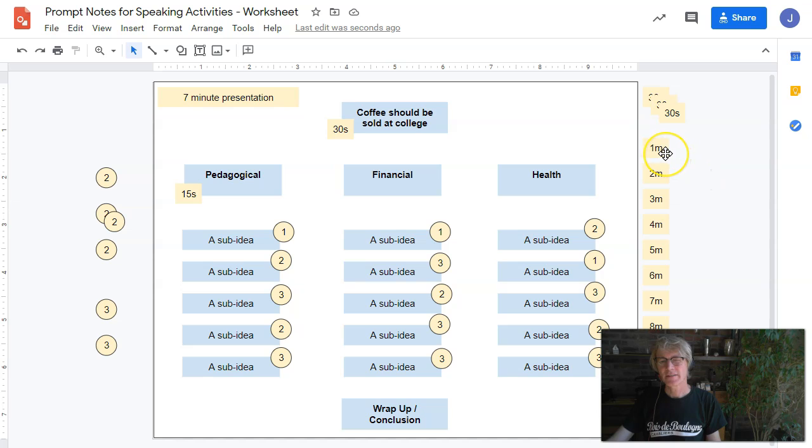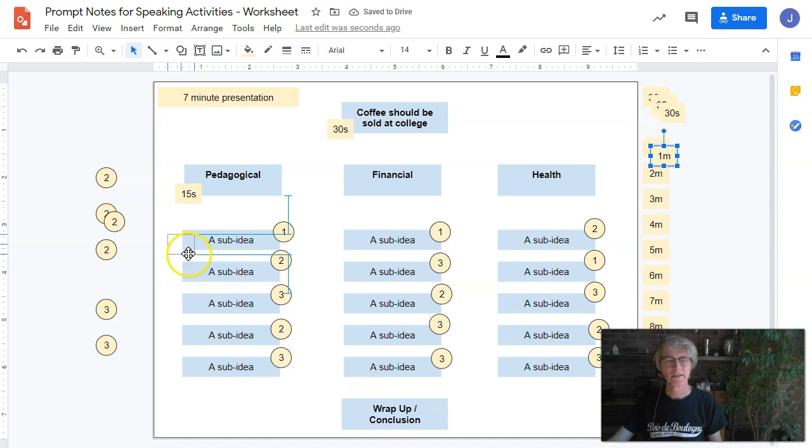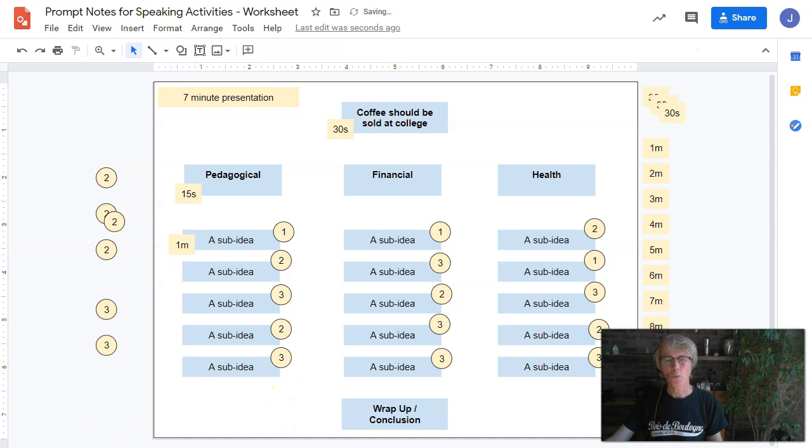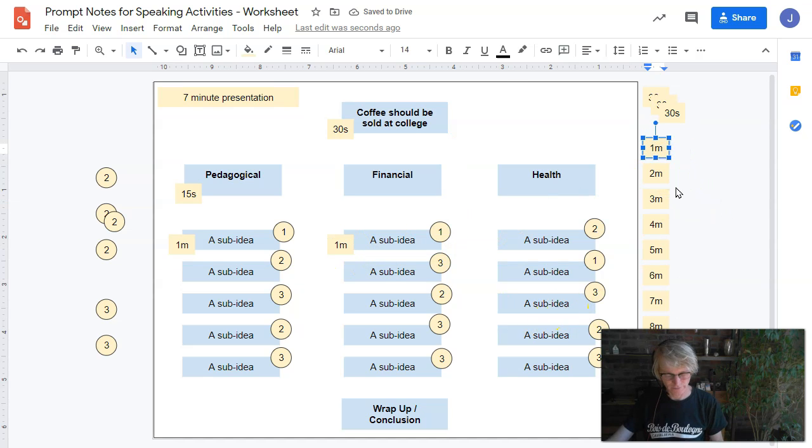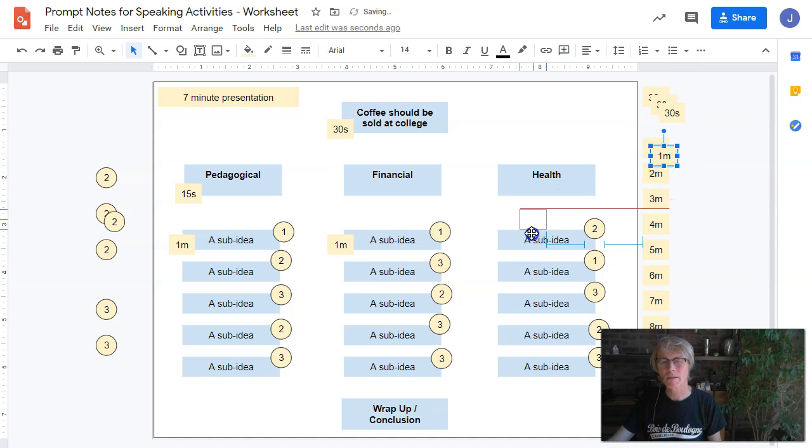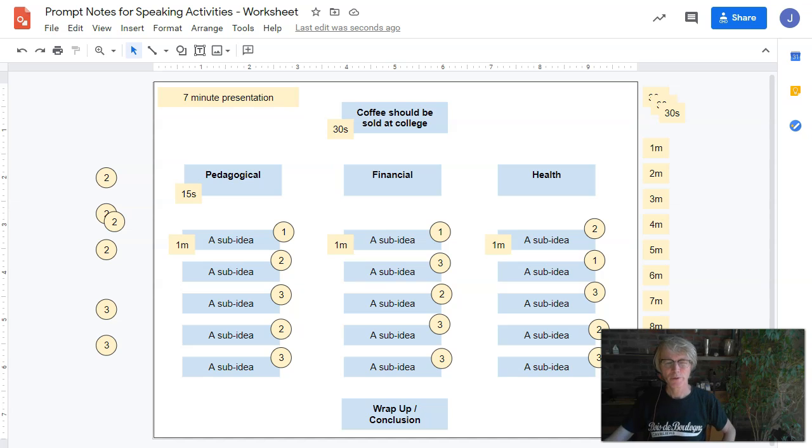And we might predict that this really, really good idea that we have here, we're going to spend about 1 minute discussing that idea. And what we may decide is that for all of our great ideas for each of these, we're going to spend about a minute focused on those ideas. So we already have 3 minutes, 45 seconds used up.